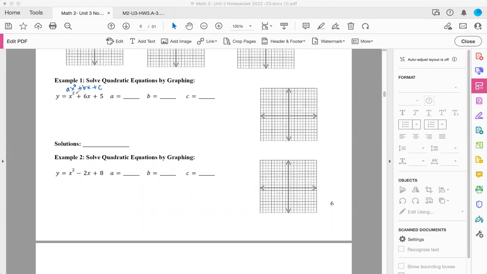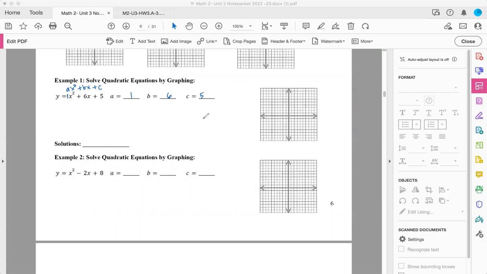A is the coefficient of x squared, which is the leading coefficient. In this case, it's a hidden one. Don't forget that. Don't say it's 0, which is not true. So a is 1, b is 6, and c is 5.